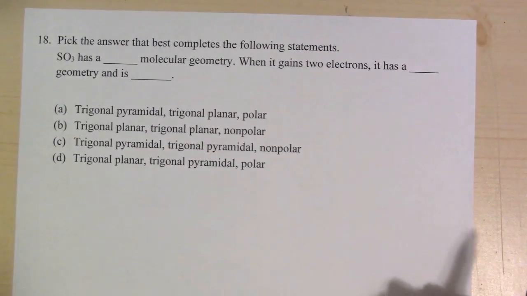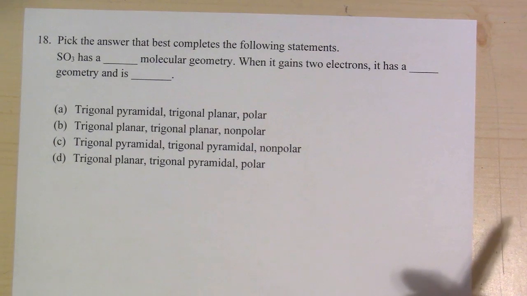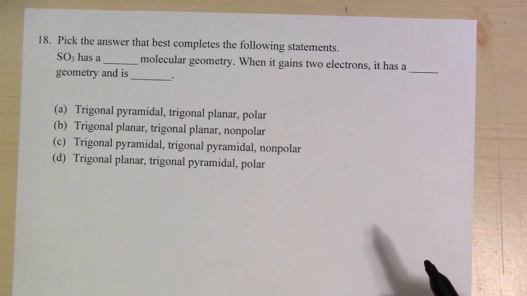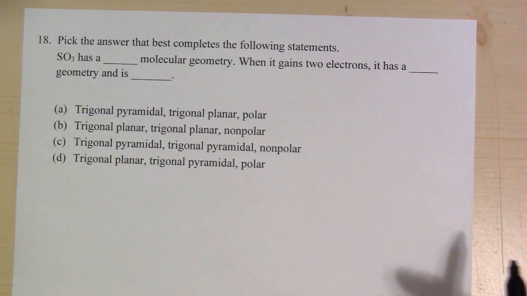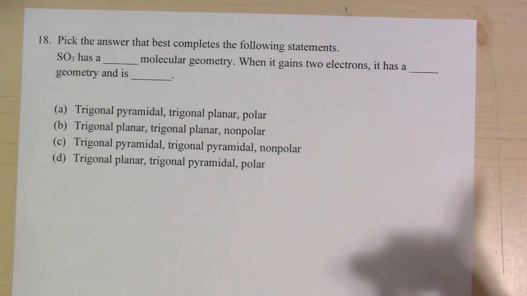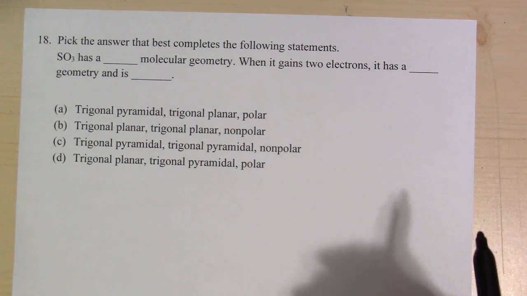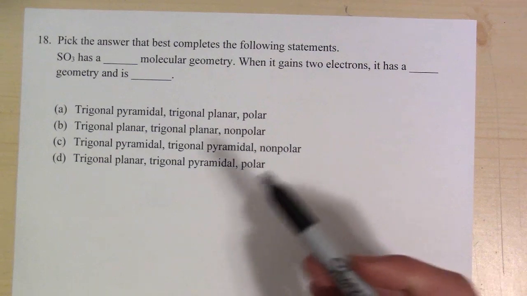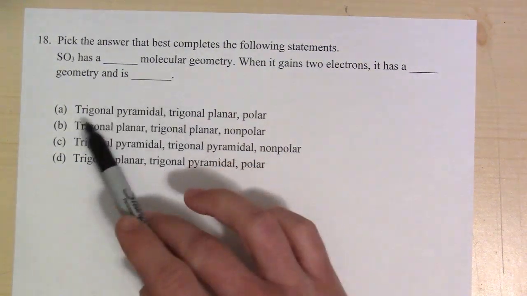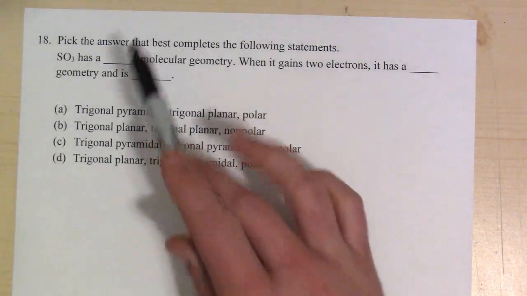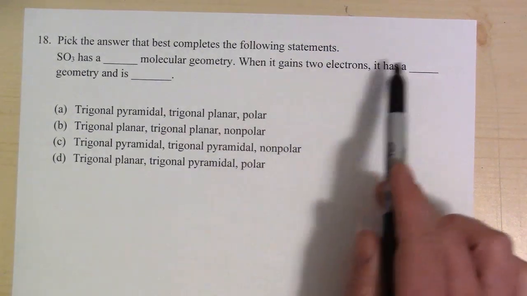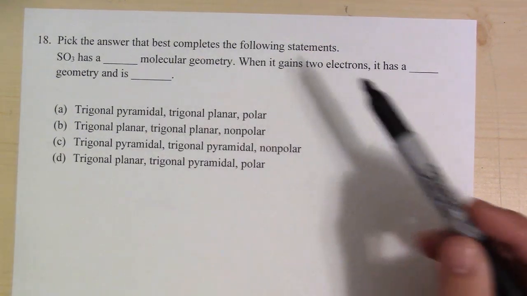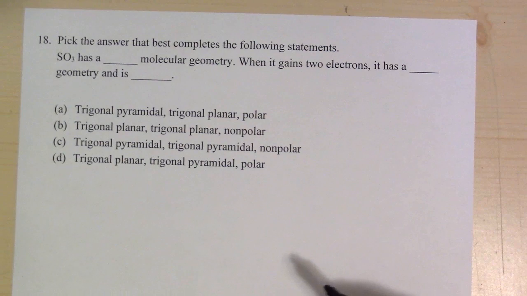So 18, pick the answer that best completes the following statements. SO3 has a blank molecular geometry. When it gains 2 electrons, it has a blank geometry and is blank. So we're given some options here. It looks like it's going to either be trigonal pyramidal or trigonal planar for the first one, the same 2 options for the second, and either polar or nonpolar for our final option here.